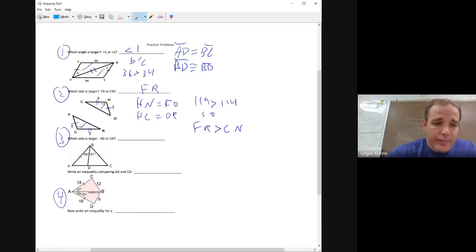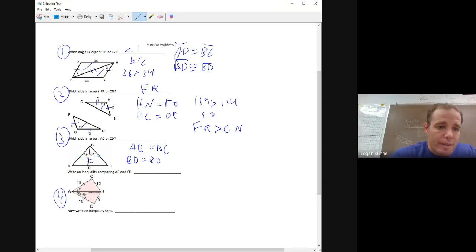Okay, number three, got one pair of congruent sides, that's good. We know AB is equal to BC. We got the reflexive sides too, though, that's nice. BD is equal to BD. So, which one's bigger? Yep, you got it. 61 is bigger than 49. So CD is bigger than AD. So we're gonna write an inequality for this. CD is greater than AD.